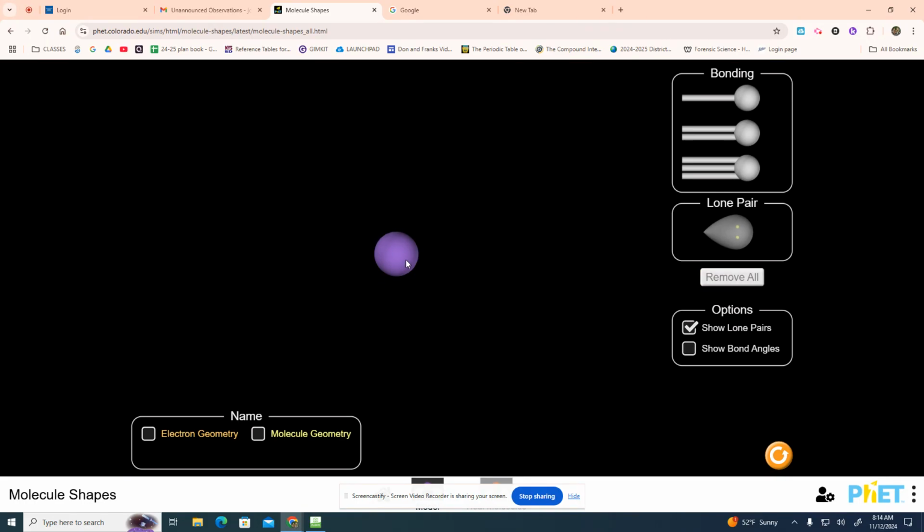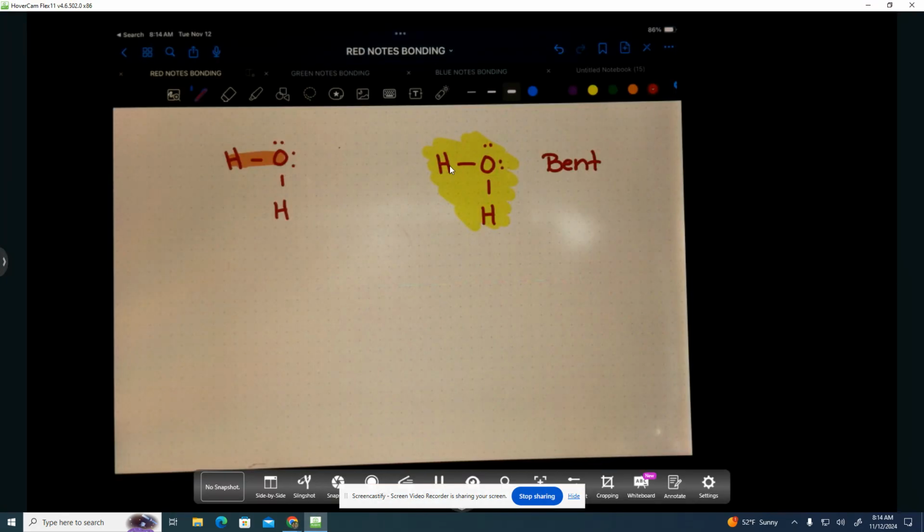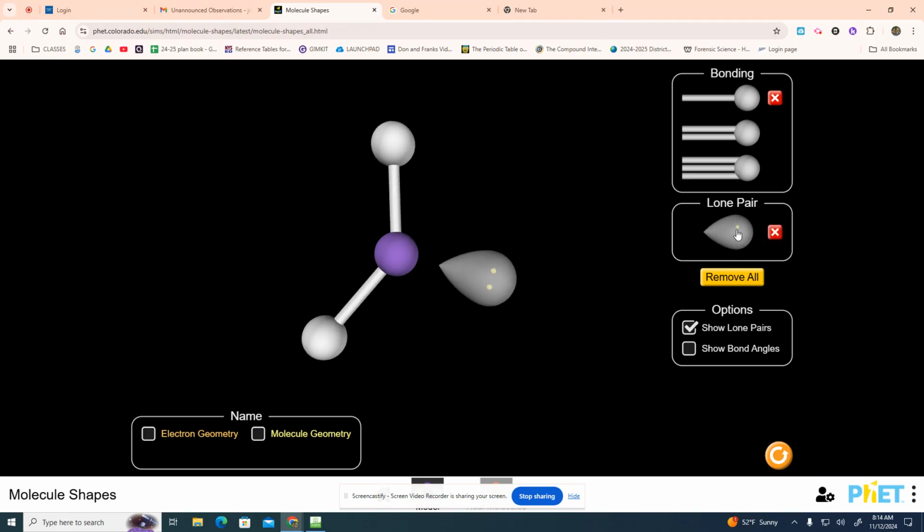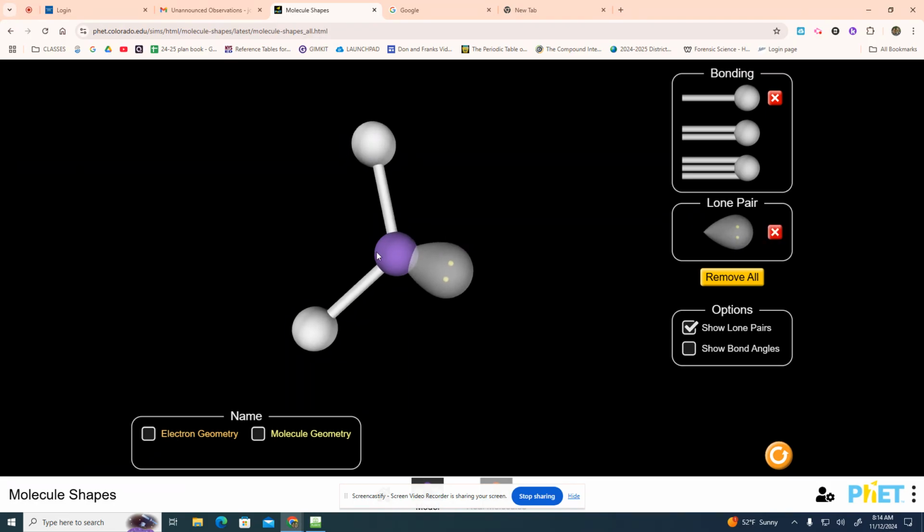This is your central atom. Let's build water. If I put a single covalent bond on this, this is in a straight line. That's called a linear molecule. If I add another one, it looks like it's in a straight line. However, when we look at water molecules, you see how there's two non-bonding pairs on there? That's this lone pair. If I add a lone pair, watch what happens to these two atoms. What happened to them? They got squashed because this right here is taking up space.